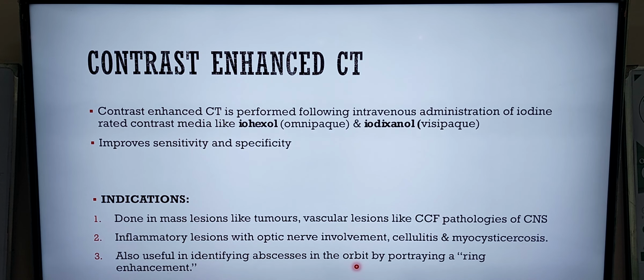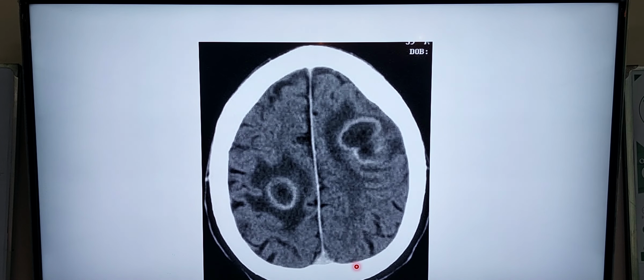Indications are in mass lesions like tumors, vascular lesions, carotid cavernous fistula, and other pathologies of the central nervous system. Also, in case of optic nerve involvement like neuritis, orbital cellulitis, and mucocele, and it also helps in identifying abscesses in the orbit and the brain because it produces a ring enhancement.